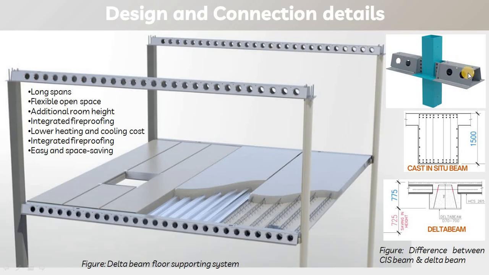Delta beams are steel beams that are produced in the factory depending upon the requirement. So why steel beam? Why can we not go with the concrete beam? The advantages of delta beam are that it can be used for a longer span, it is flexible for openings, it has additional room height, it is fireproof, it has low heat, and it reduces the cooling cost, it has fireproofing integrity, it is easy and space saving.